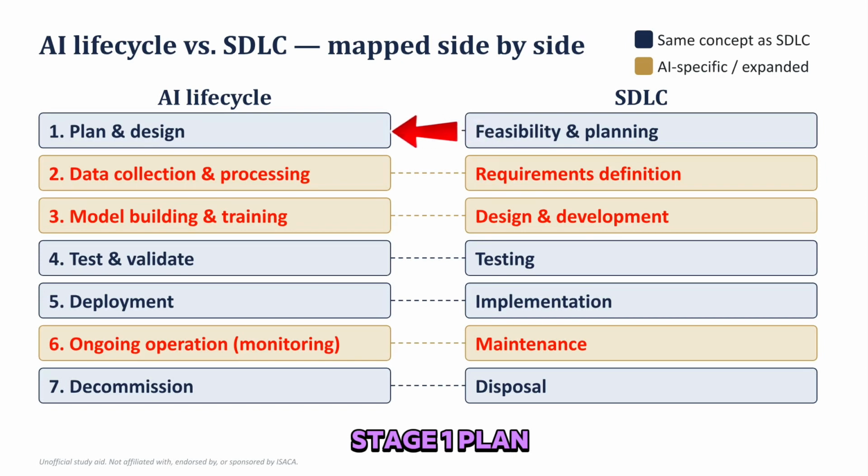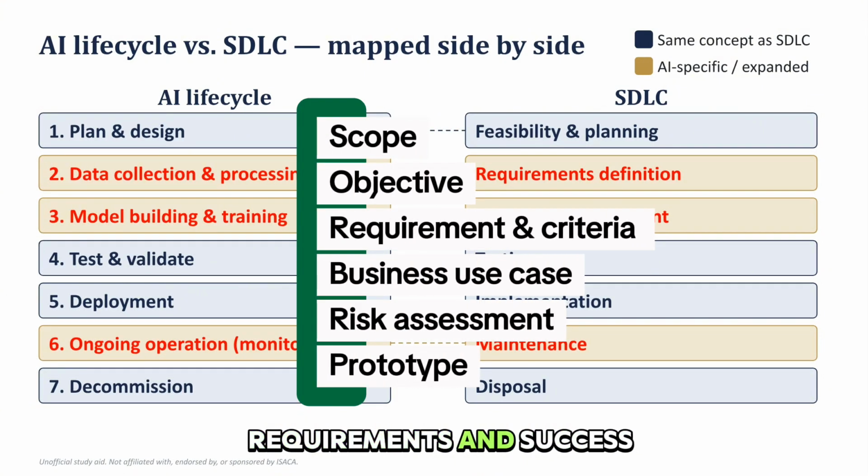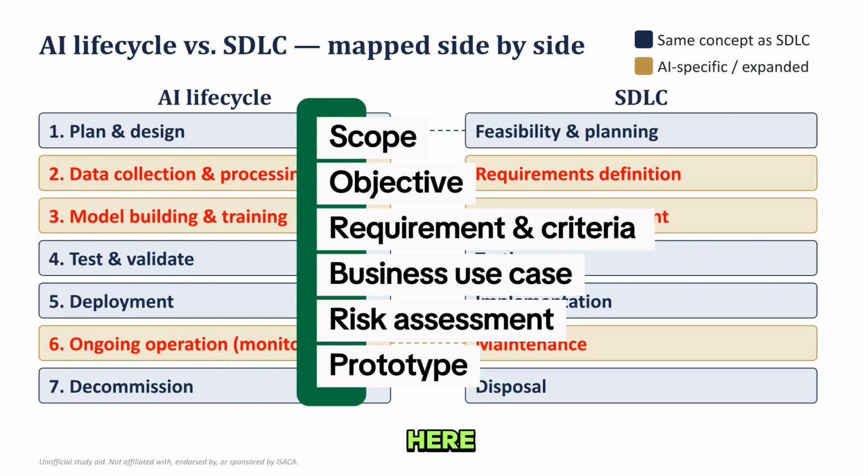Stage 1, plan and design, next to feasibility and planning. Same idea. You're scoping the problem, defining objectives, requirements, and success criteria, deciding if this is even worth building. Develop a business case and perform a risk assessment early to set a strong foundation for the following stages. No real difference here.